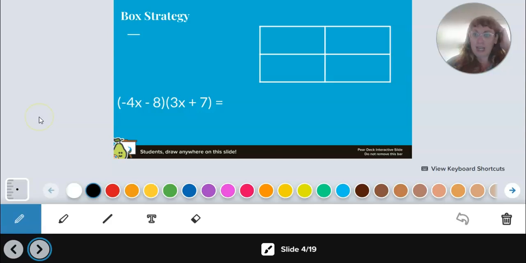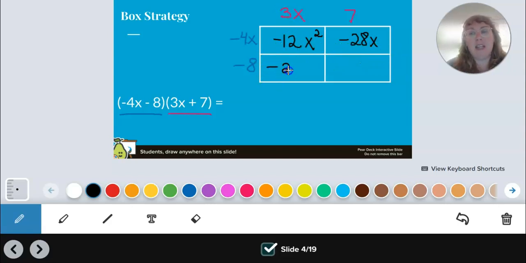Okay, here's slide 4. So we have our first one, which is negative 4x and a negative 8. And then we have 3x and a positive 7. So we have 3x times negative 4x. 3 times negative 4 is negative 12. X times x is an x squared. 7 times negative 4x is a negative 28x.